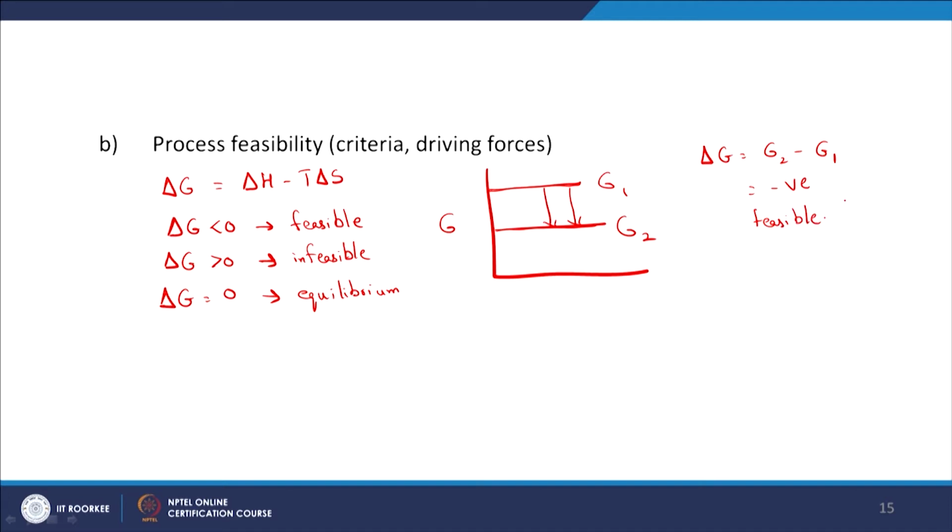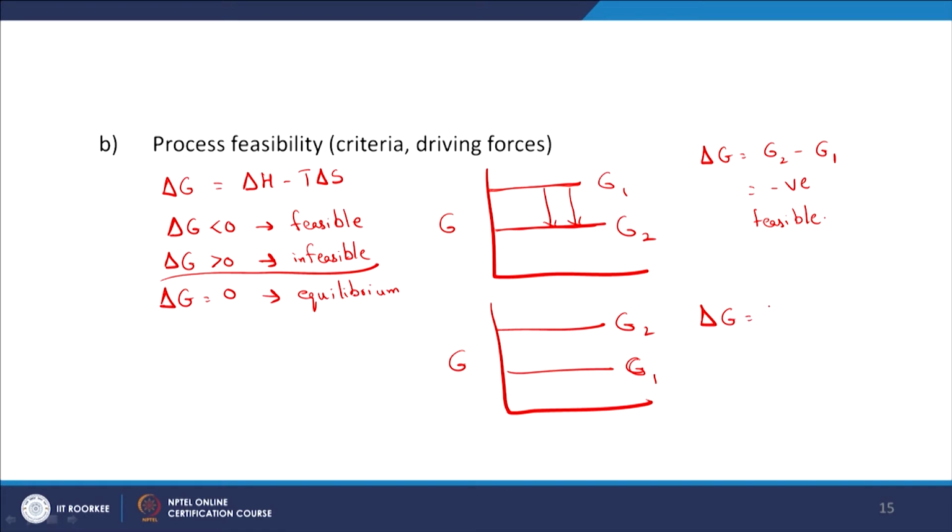And obviously, the second aspect that we just looked at, let us say G2 is at a higher energy state and G1, pardon me, 2 is at a higher energy state and 1 is at a lower energy state. So, delta G, which is G2 minus G1, is going to be positive.